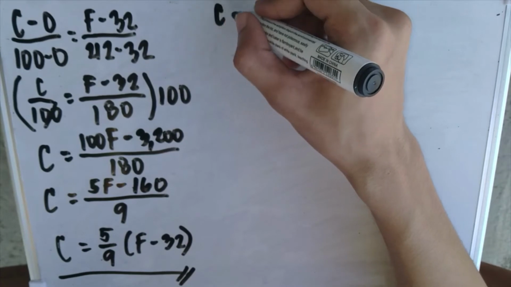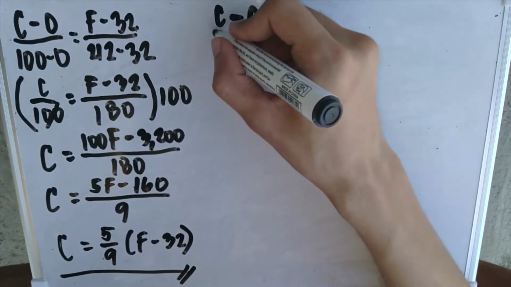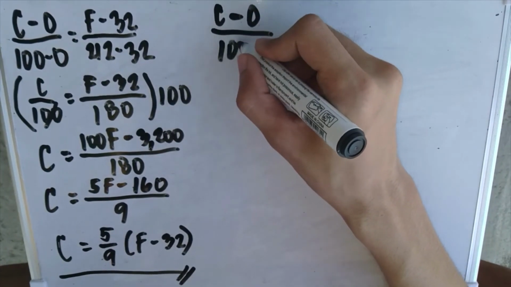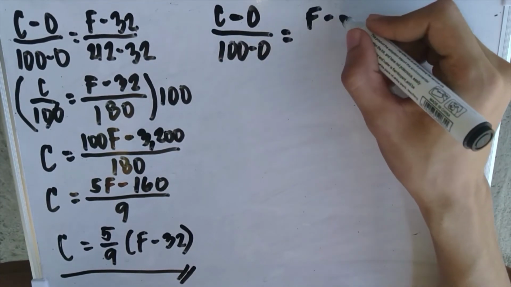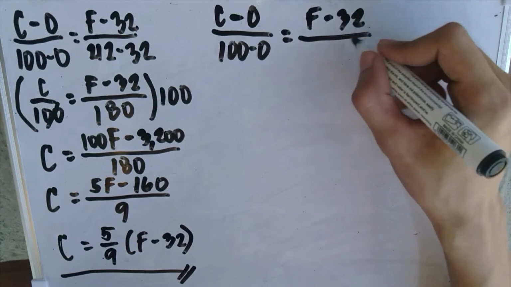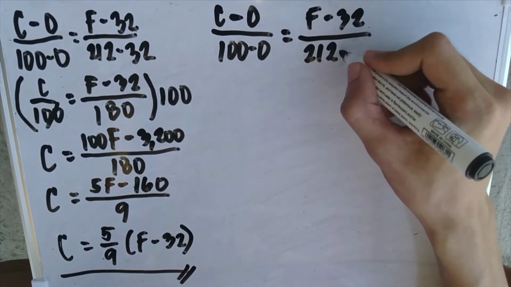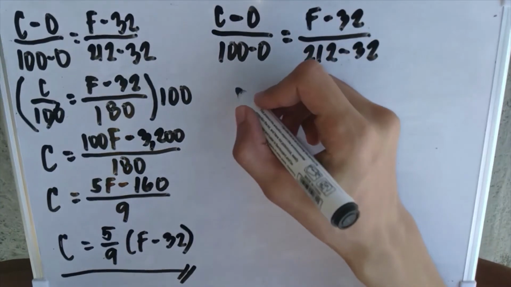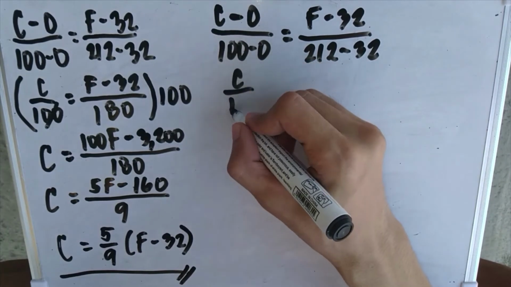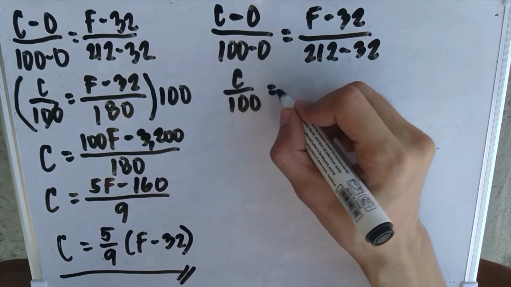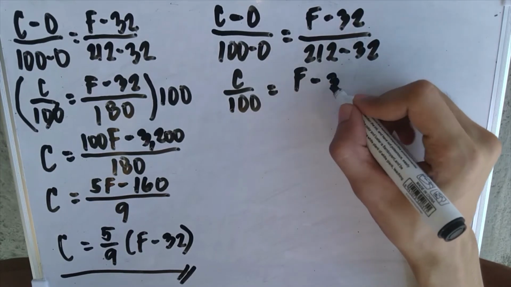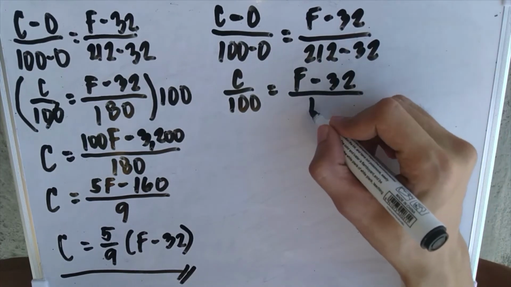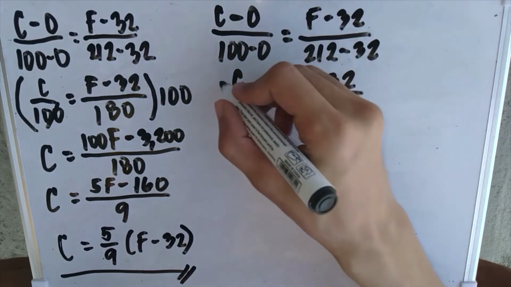So C minus 0 over 100 minus 0 equals F minus 32 over 212 minus 32. Simplifying again, we can get C over 100 equals F minus 32 over 180.